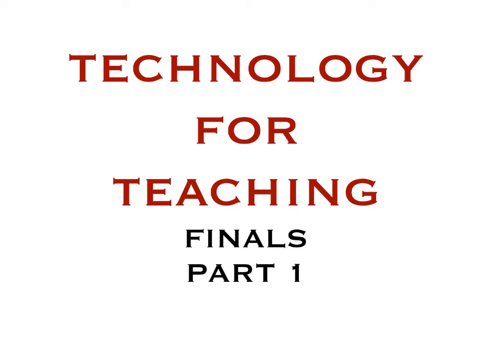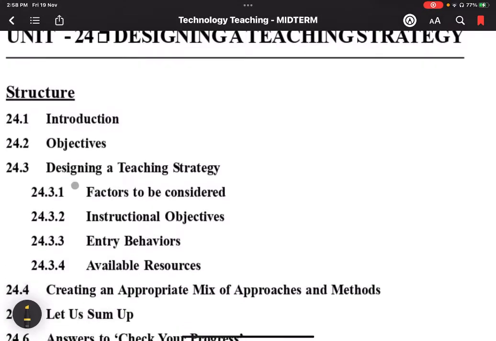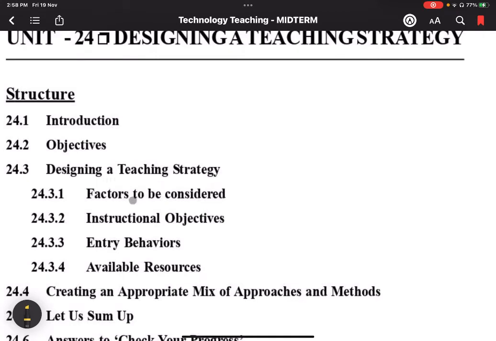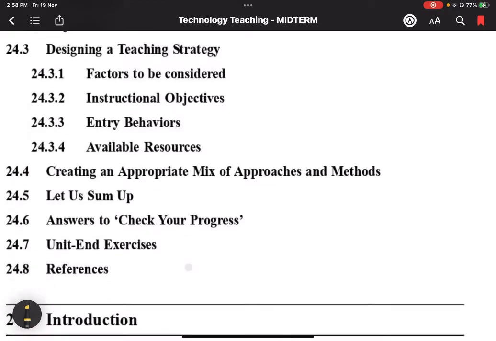What we will be discussing for our part one lesson is about designing as a teaching strategy. So we have the introduction, objectives, then we'll be discussing the factors to be considered, instructional objectives, the meaning of entry behaviors, and then also the available resources. We will also be discussing creating an appropriate mix of approaches and methods, and then the summary.